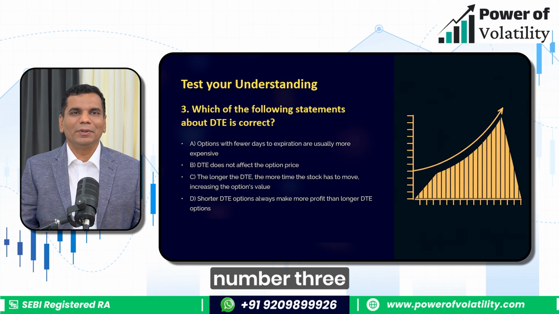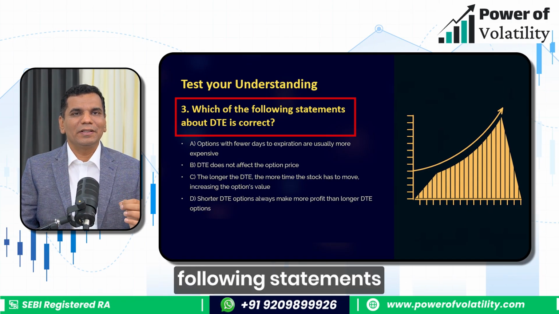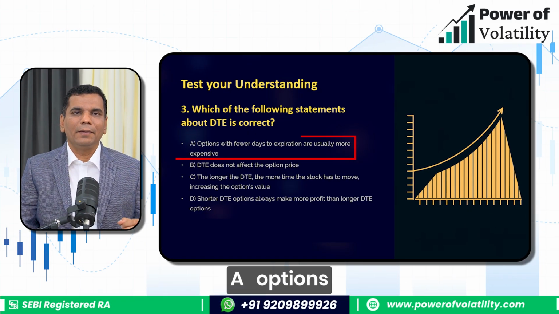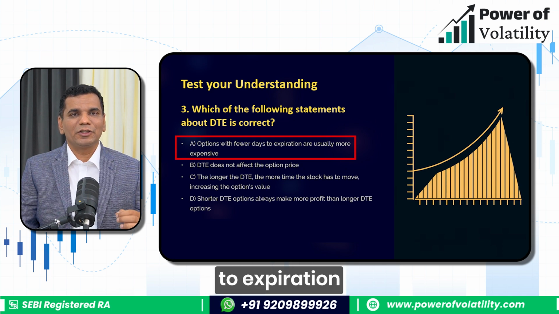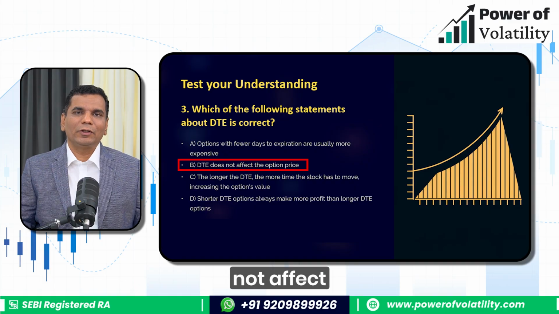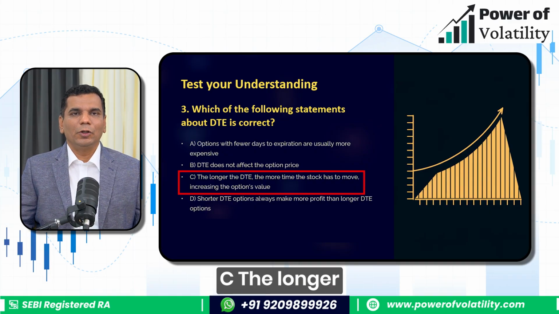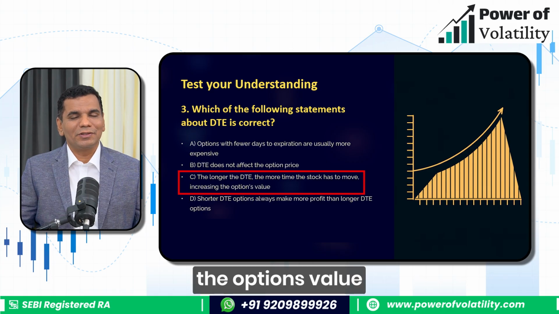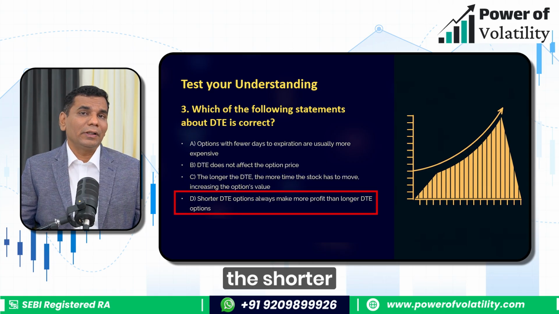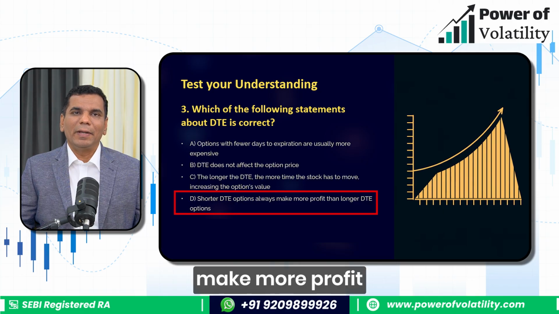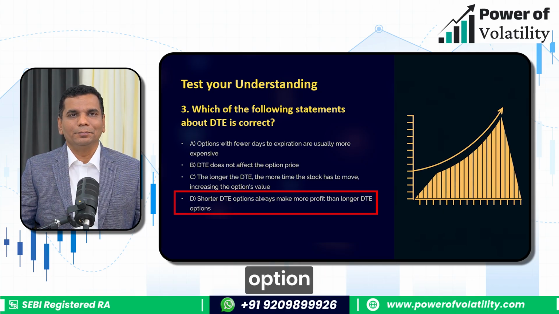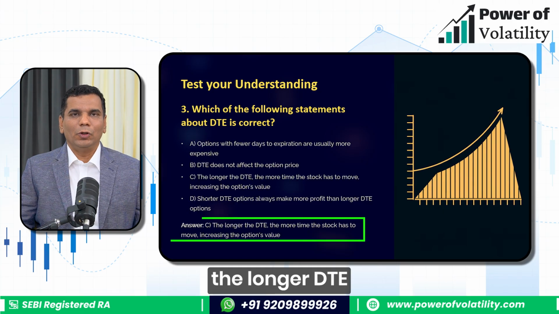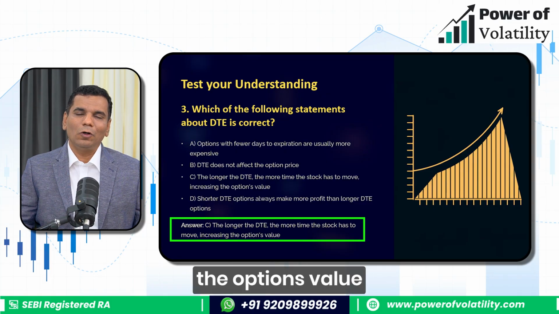Here comes question number 3. Which of the following statements about DTE is correct? A. Options with fewer days to expiration are usually more expensive. B. DTE does not affect the option price. C. The longer DTE, the more time the stock has to move, increasing the option's value. Or is it D? Shorter DTE options always make more profit than longer DTE options. The answer is option C. The longer the DTE, the more time the stock has to move, increasing the option's value.